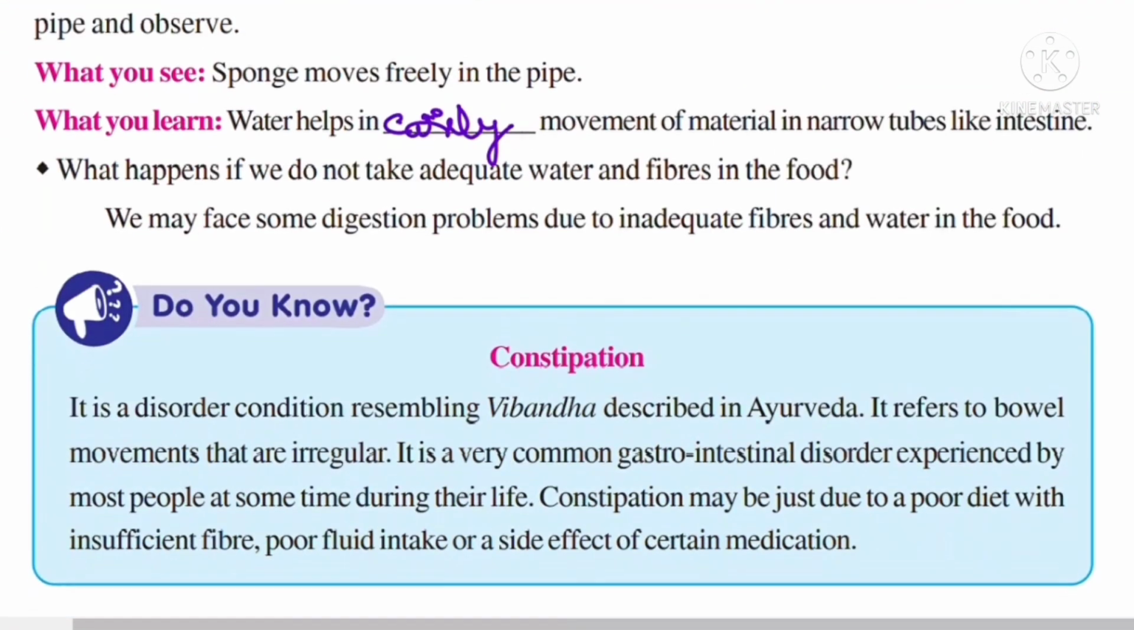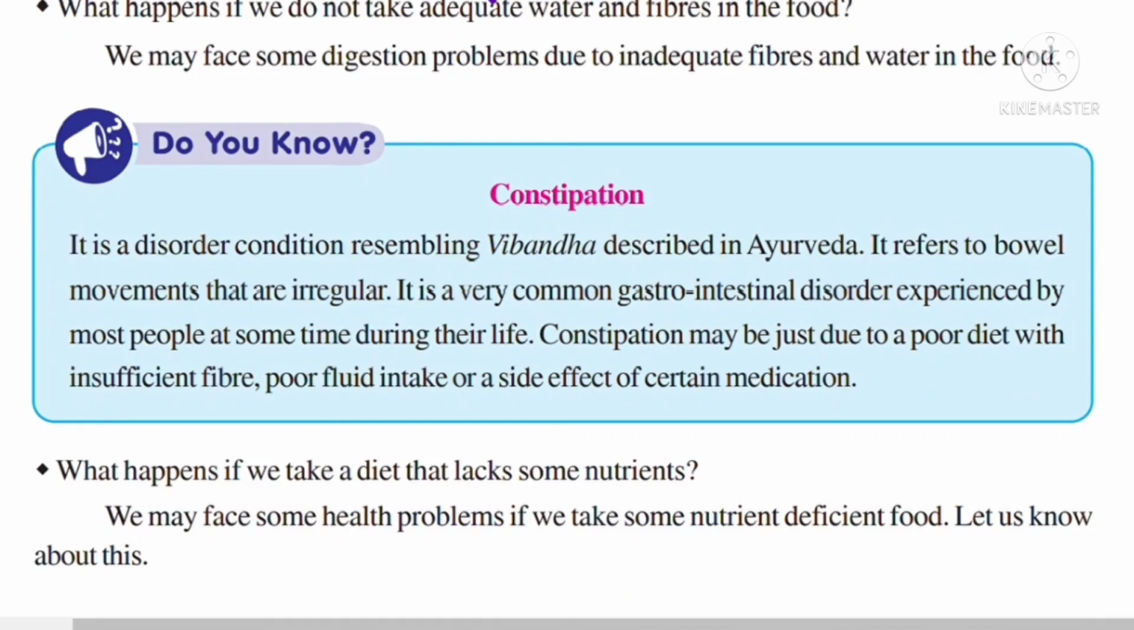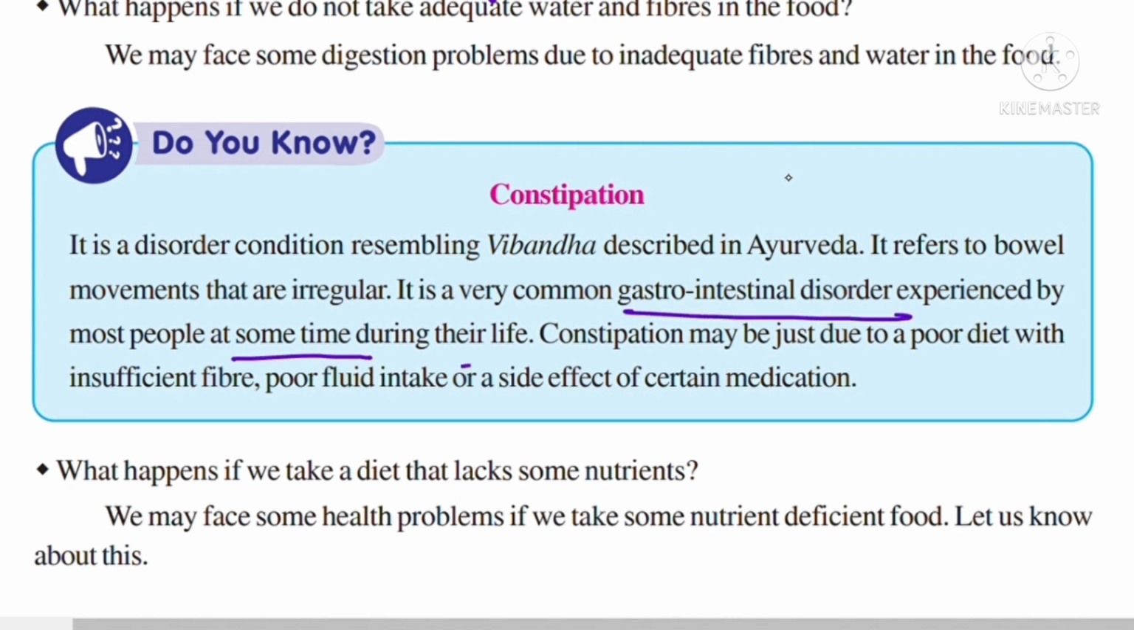Constipation is a disorder resembling Vibandha described in Ayurveda. It refers to bowel movements that are irregular. That means if bowel movement is irregular, it is called constipation. It is a very common gastrointestinal disorder experienced by most people at some time during their life.